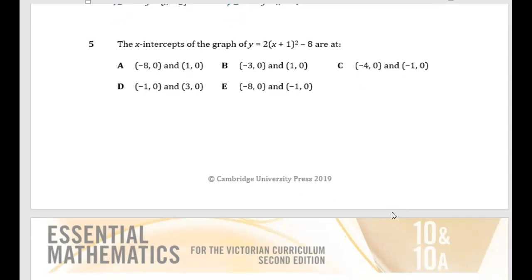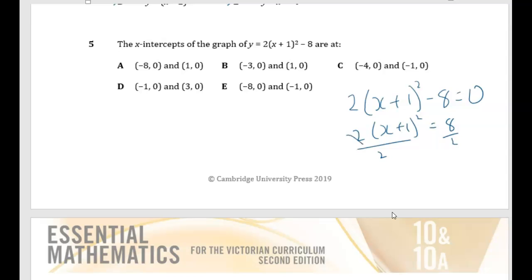All right, the x-intercepts of the graph y equals 2 times (x plus 1) squared minus 8 are at. Okay, so remember your x-intercepts are when y equals 0. So let's let y equal 0. I prefer to write the 0 on the right-hand side, so I'm going to go ahead and do that. So let's put the 8 over to the right-hand side. Let's divide both sides by 2 now. So we've got (x plus 1) squared equals 4.